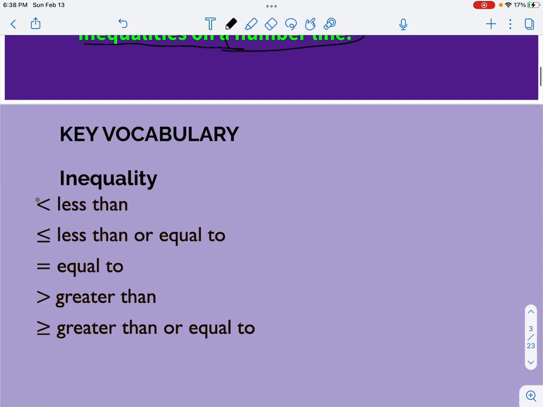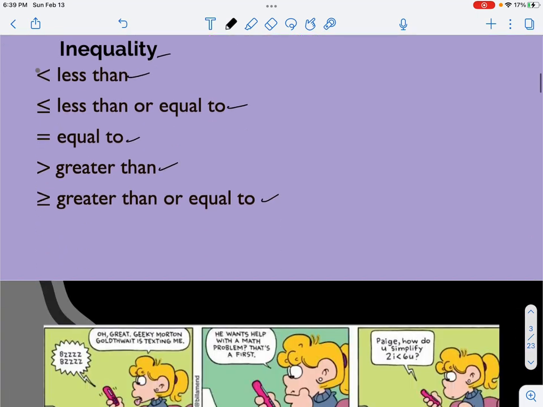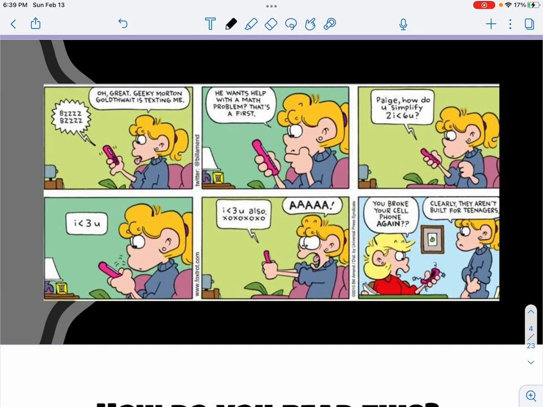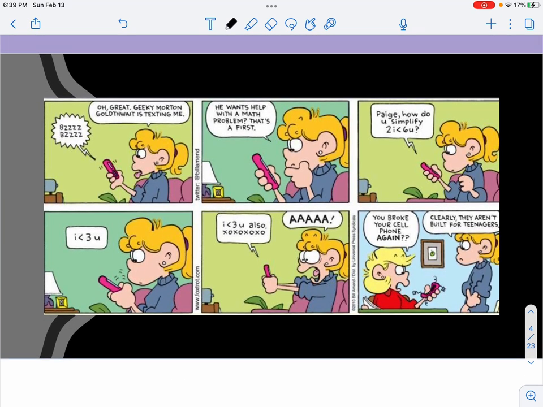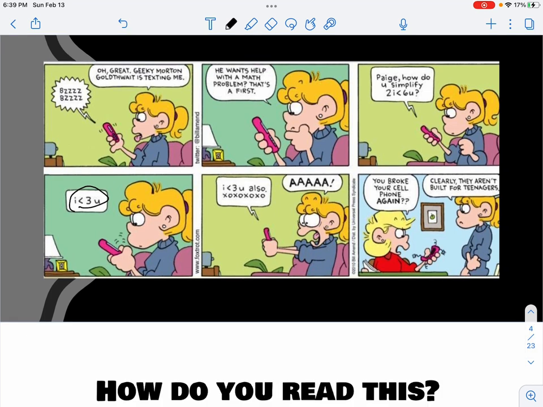Your key vocabulary that we are going to go over today is inequality, less than or equal to, greater than or equal to. Okay, here's a little funny comic strip that we have. You can read through it. They're just showing you that inequalities have different meanings these days and how they can be typed in when you're texting someone. So just a cute little comic strip you can read through.